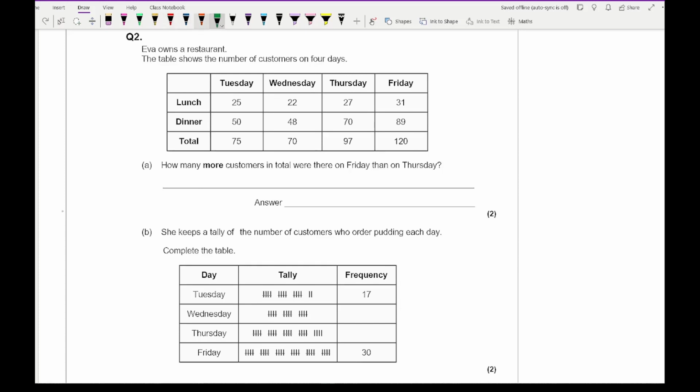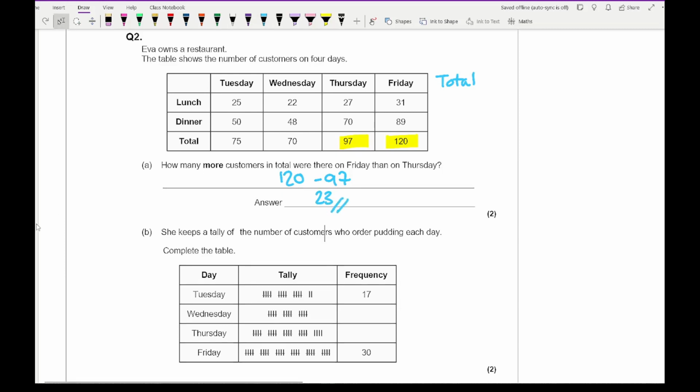So here we're looking for the total number of customers. In terms of the total customers, all I'm going to be doing is comparing Thursday's total to Friday's total. So here I'm going to do 120 minus 97, which gives me an answer of 23.